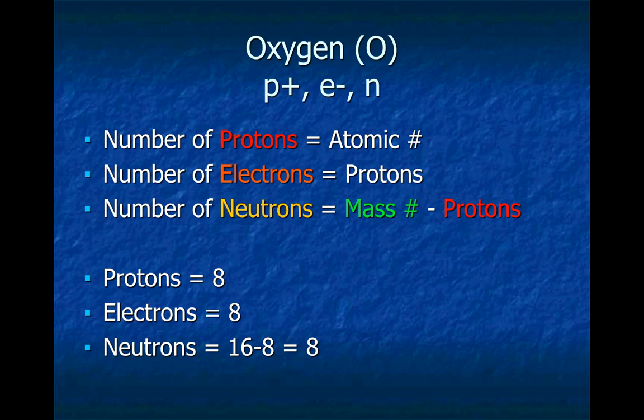Alright, so hopefully you've taken the time to try to figure these out on your own, and let's go over them to see how you did. Oxygen's atomic number is 8, so it has 8 protons and 8 electrons. The atomic mass of oxygen is 16. 16 minus 8 protons gives us 8 neutrons. How'd you do?